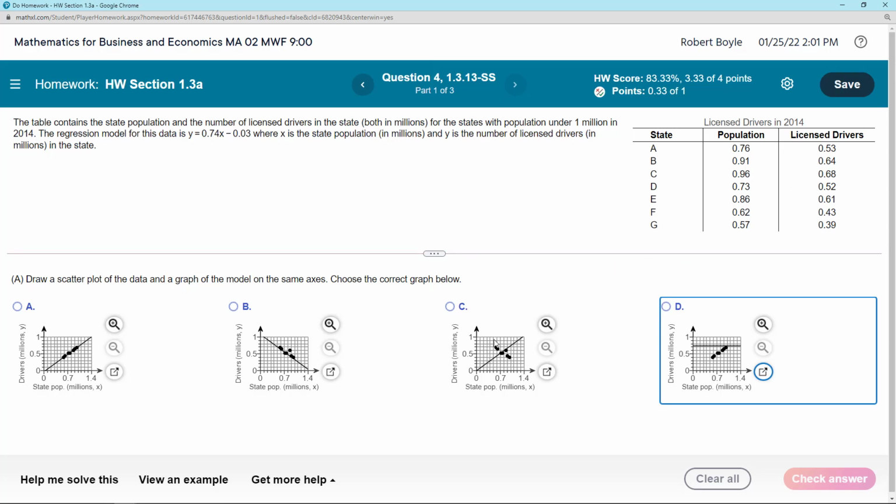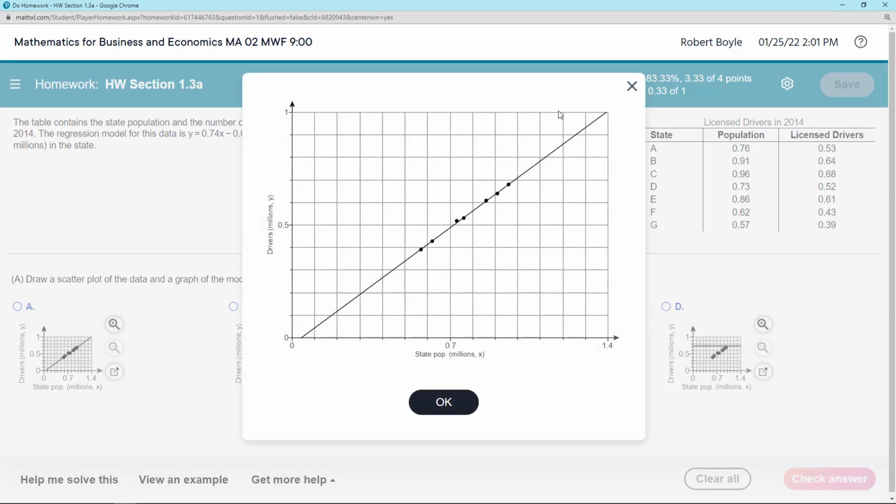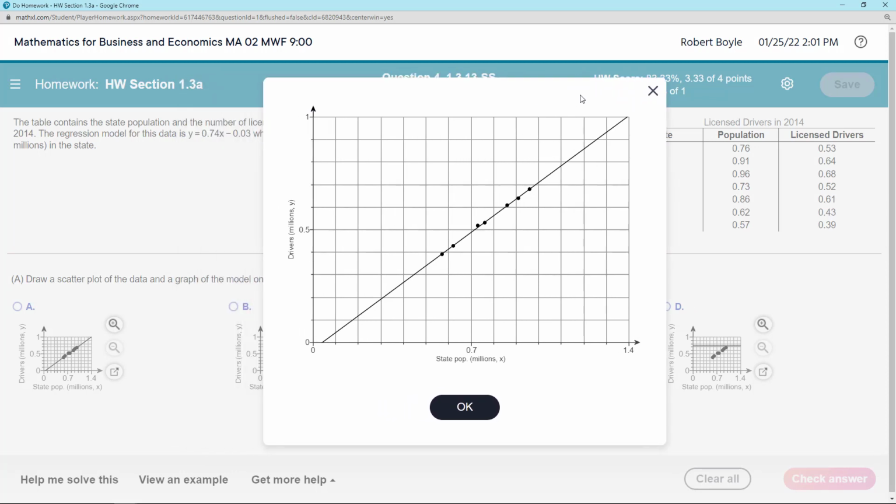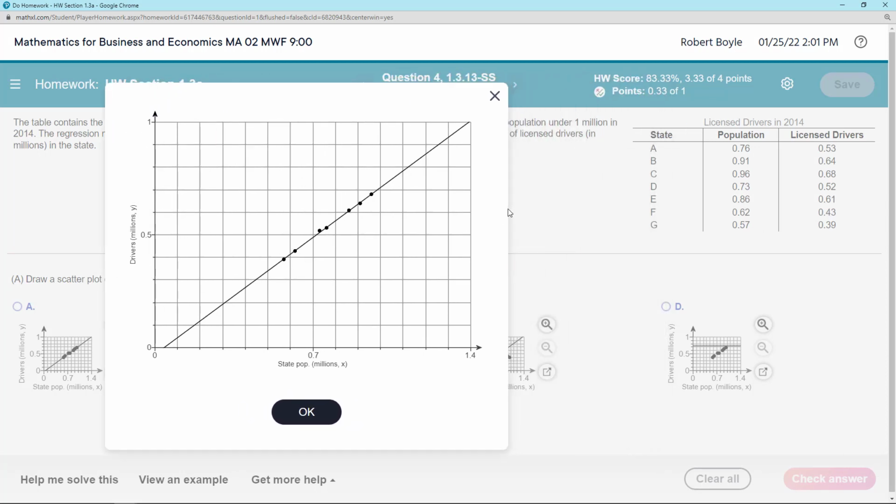That doesn't happen here. Here, as the population increases, the number of licensed drivers goes down, which kind of makes no sense. So chances are C is out and it should be A. But let's just go ahead and make sure. Okay, so here's A expanded. It has a positive linear slope.